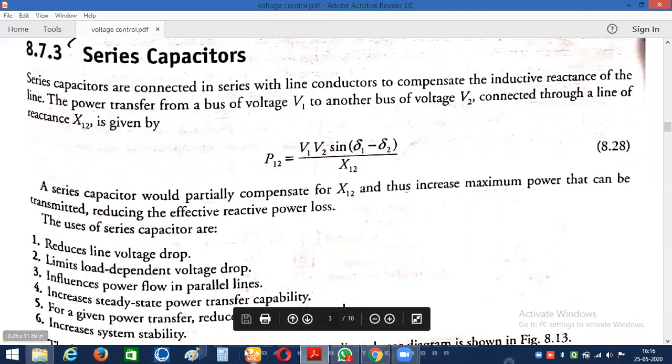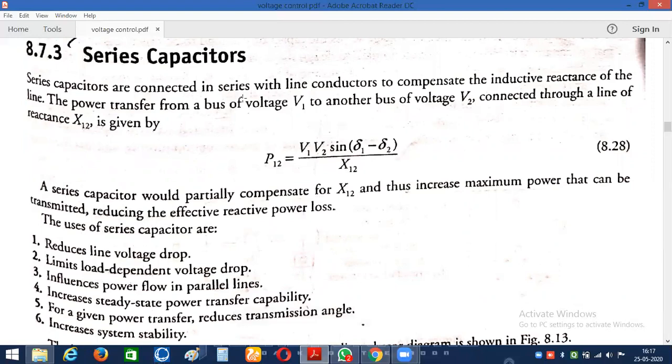Now, why do we call this a series capacitor? These capacitor banks are connected in series with the line conductors to compensate the effect of inductive reactance. As we already know, the power is transmitted over the transmission system from one place to another.